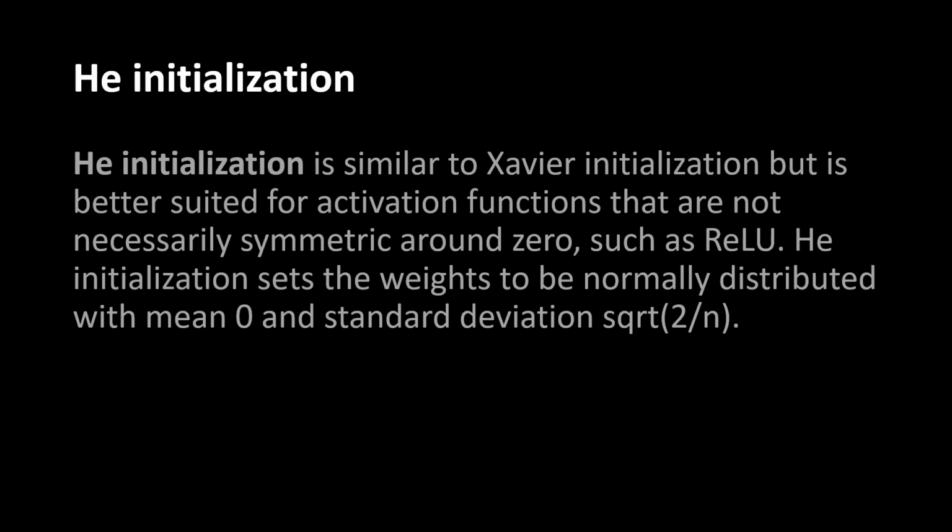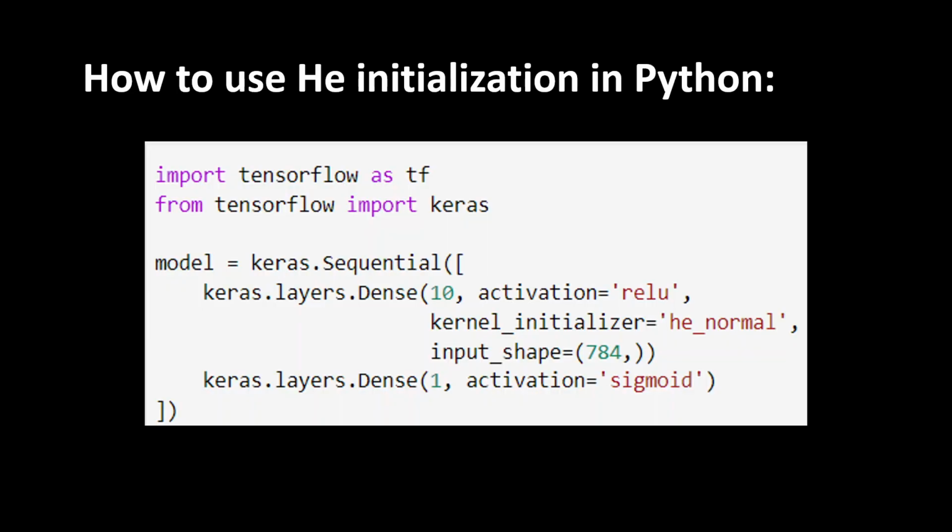It is quite similar to Xavier initialization, but is better suited for activation functions that are not symmetric around zero, such as ReLU. Here the initialization sets the weights to be normally distributed, with mean 0 and standard deviation square root of 2 by n. Again, here n is the number of input units in the input layer.